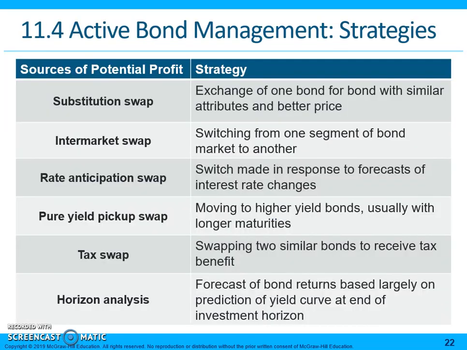So active bond management. Again, active bond management assumes that there are price inefficiencies, and we can benefit from those. Passive bond management assumes that pricing is accurate, and there's not a way to benefit from it. So we have 6 different strategies for our active bond management.